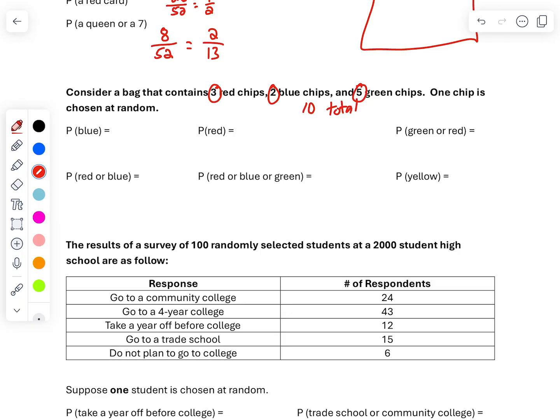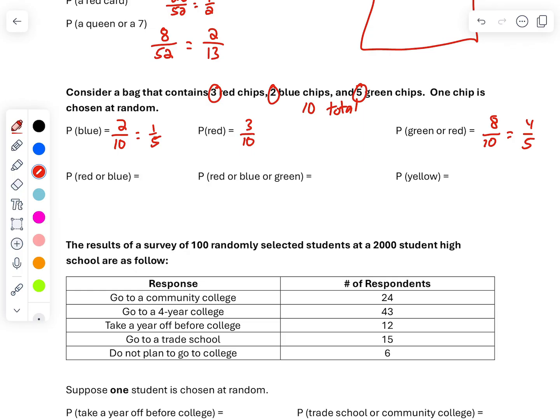So the probability of choosing a blue, there are 2 blue chips in the whole bag out of 10 total chips. So we have a 1 in 5 chance, or a 20% chance. Probability of a red, there are 3 reds out of 10 total. Probability of selecting a green or a red. So we have 3 reds and 5 greens. So there's 8 chances of doing that out of 10, which is 4/5.